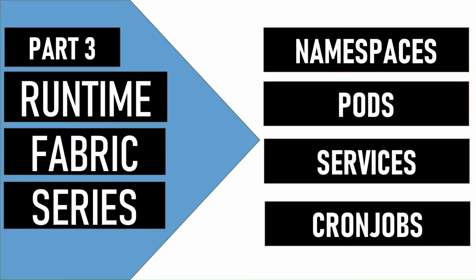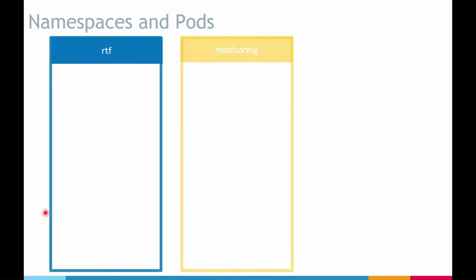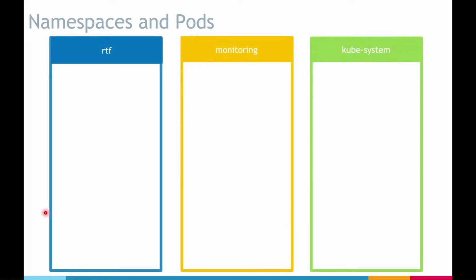So let's get started. A freshly installed version of the appliance model of Runtime Fabric will have three namespaces. First is the RTF, second monitoring, and third kube-system. Now in case of RTF flavors other than appliance, you might not have the monitoring namespace. Now let's list out each pod in the RTF namespace.